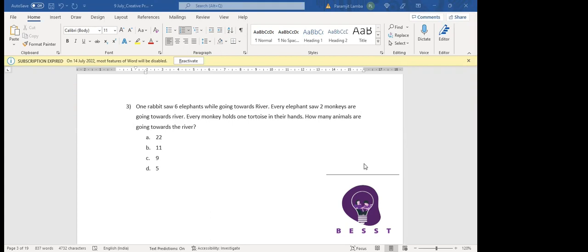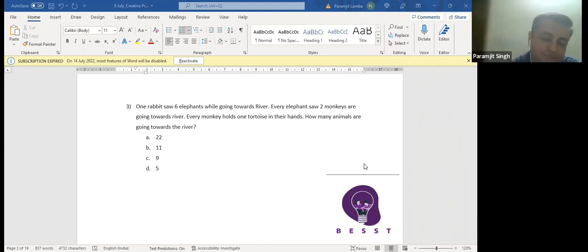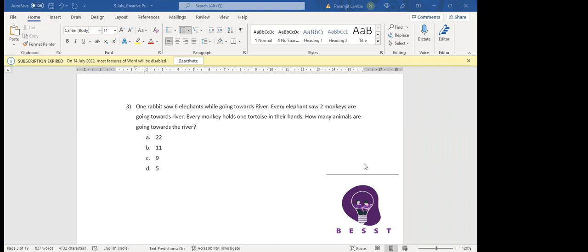Sir, because 6 elephants were going towards the river, that's 6, and every elephant saw 2 monkeys, that means 8. Yes sir, 8, and each monkey holds 1 tortoise with its hand, so that would be 3. So 6 plus 3, 9.